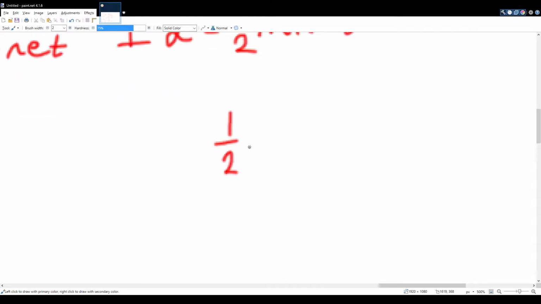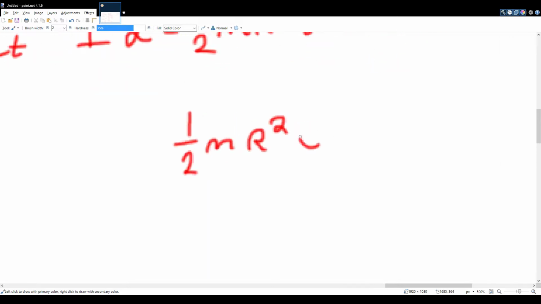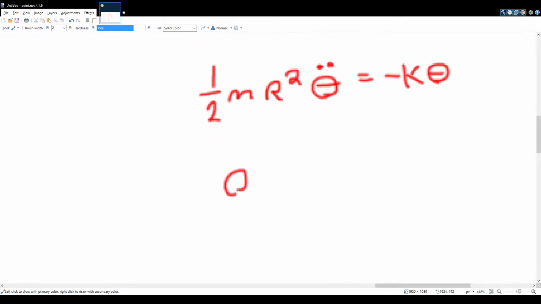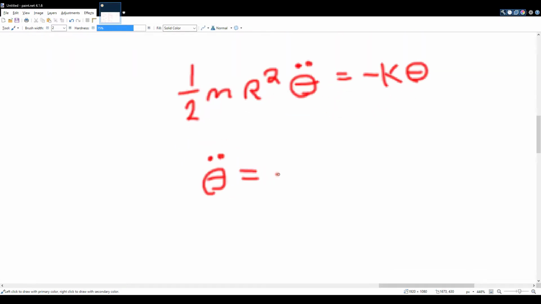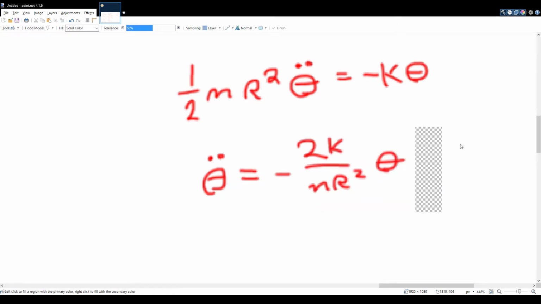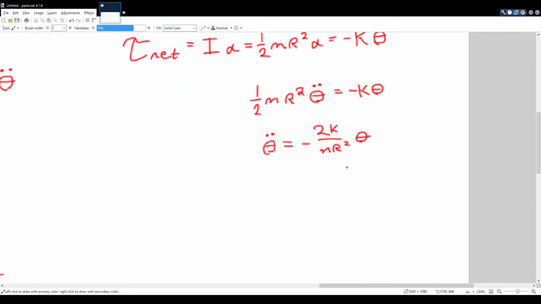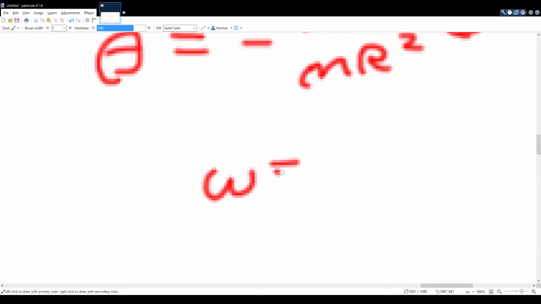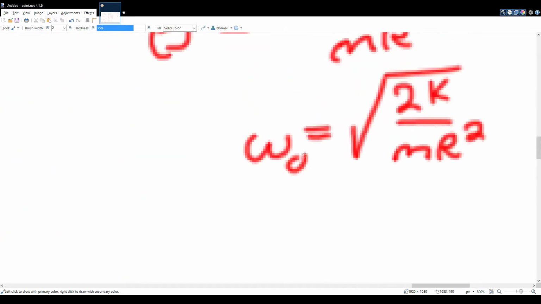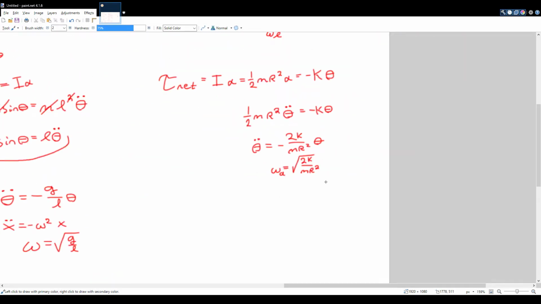So 1/2 mr squared theta double dot is equal to negative chi times theta. So theta double dot is equal to the negative 2 chi over mr squared times theta. We'll move that over just to be prettier about that. So from here we can see that omega is equal to the square root of 2 times chi over mr squared. And this is the angular frequency of the angular oscillations.